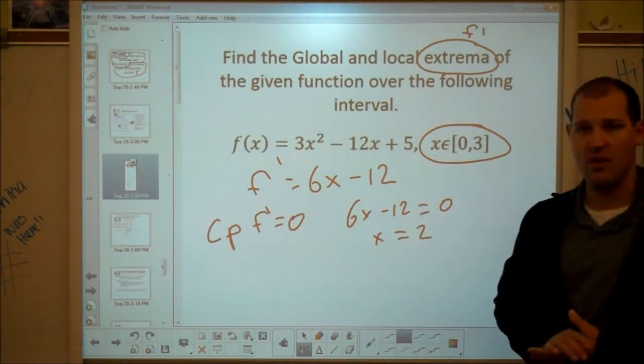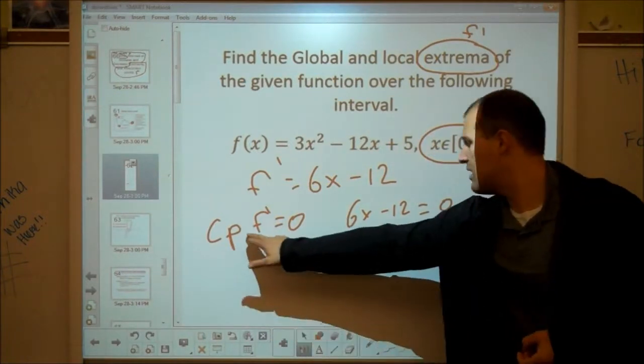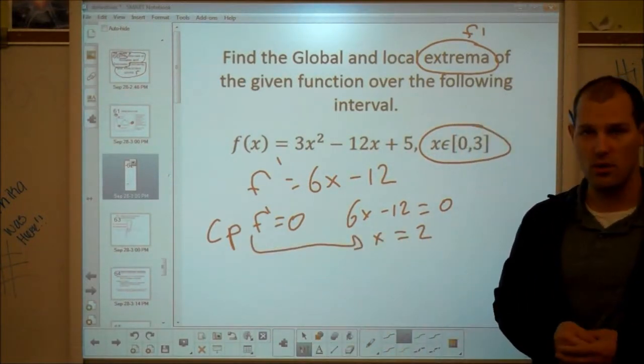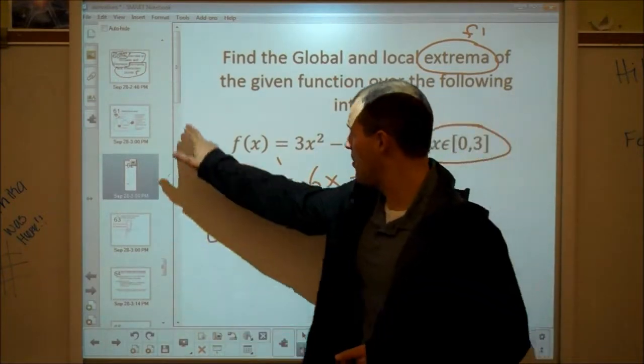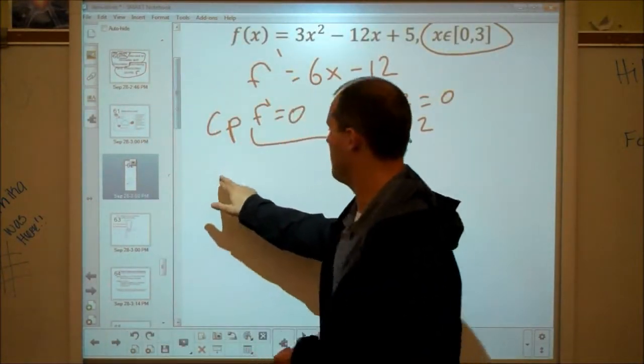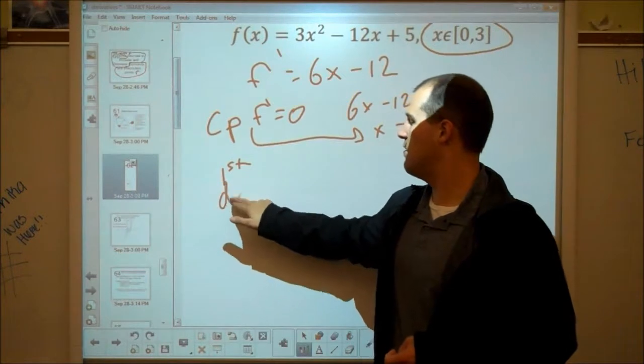We have to decide, though, is that a max or is that a min? It's absolutely a critical point, so it's one of the two. Here's how you can tell. There are a couple of ways to tell, but my favorite is something called the first derivative test.